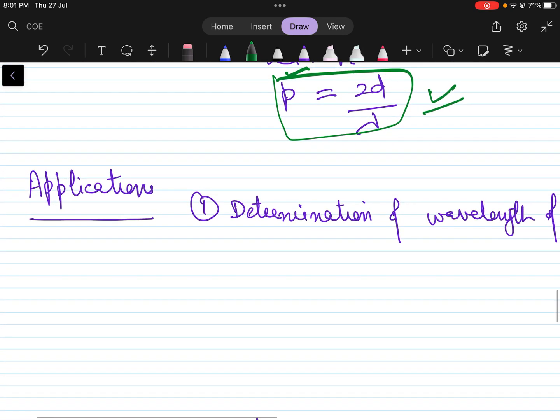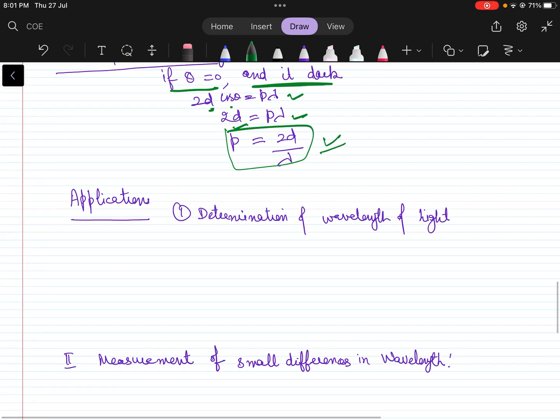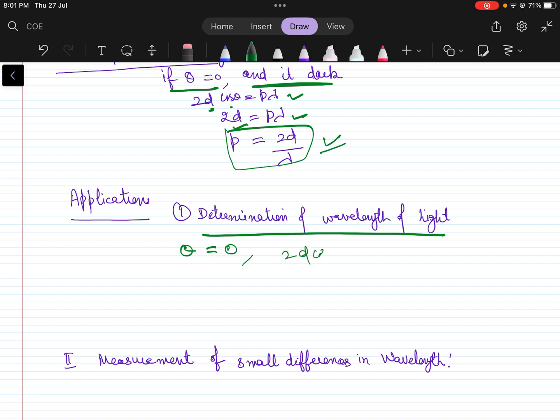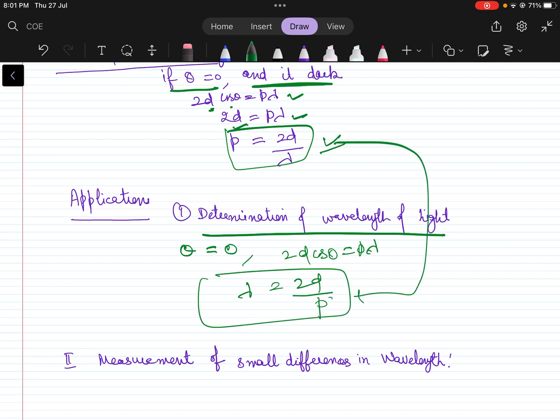Then what are the applications of this? The first application is the determination of the wavelength of light. For the central dark fringe, we have studied theta is equal to 0. Then 2d cos theta is equal to p lambda. So lambda is equal to 2d by p. In this way we can find out lambda.